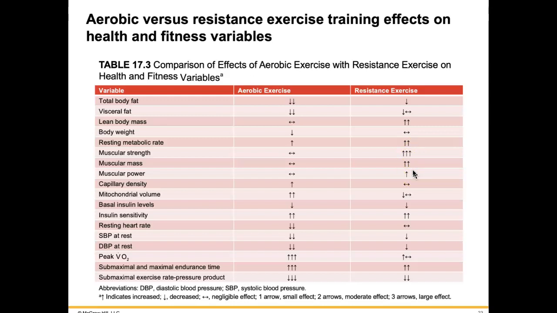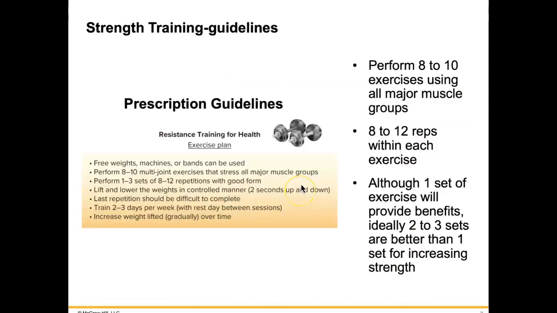Something else to pay attention to is our insulin sensitivity. You can see that both aerobic and resistance exercise helps to improve that evenly. And lastly, I'll point out that our aerobic exercise is going to be able to affect our VO2 much more than our resistance exercise. And we also can contribute that to the increase in our mitochondrial volume as well as our capillary density.